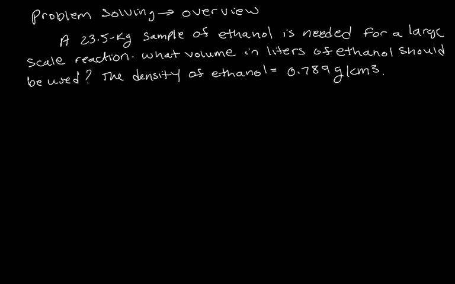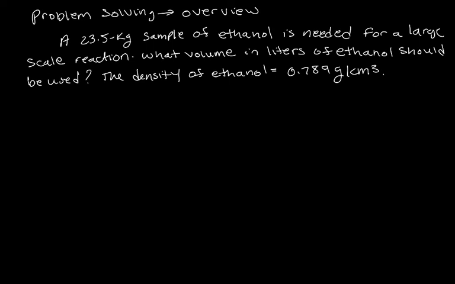Okay, so let's do a problem-solving overview of what we learned in the chapter. If you had a 23.5 kilogram sample of ethanol, and that is needed for a large-scale reaction, what volume in liters of ethanol should be used? And we are given that the density of ethanol is 0.789 grams per cubic centimeter.